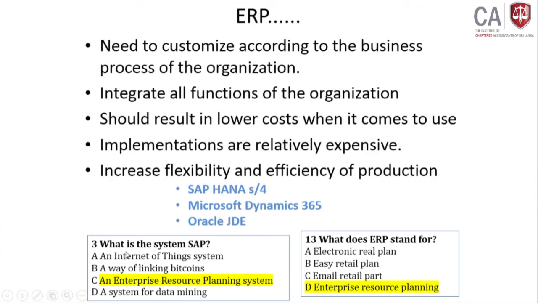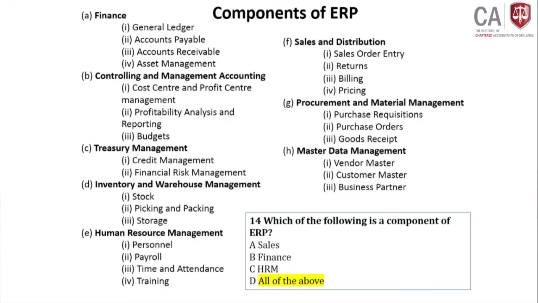As for the questions I have given you: what is the system of SAP? It is an ERP, an Enterprise Resource Planning system. What does ERP stand for? Enterprise Resource Planning. Those are simple questions that were also available in the study pack. Components of ERP: finance, general ledger, accounts receivable, assets, controlling and management accounting, treasury management, inventory and warehouse management, human resource management, sales and distribution, procurement management, master data.